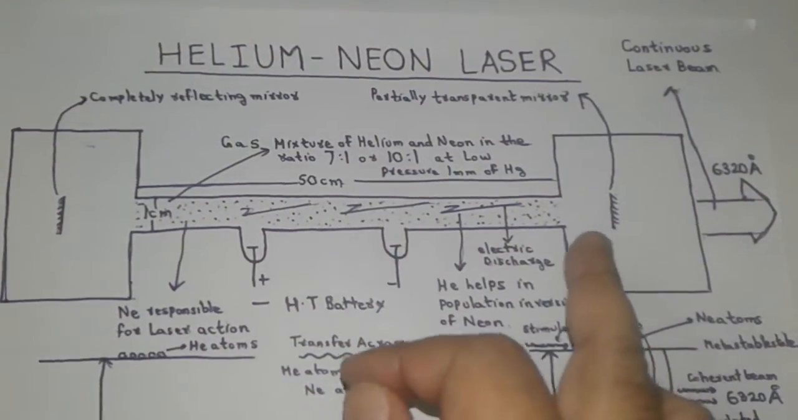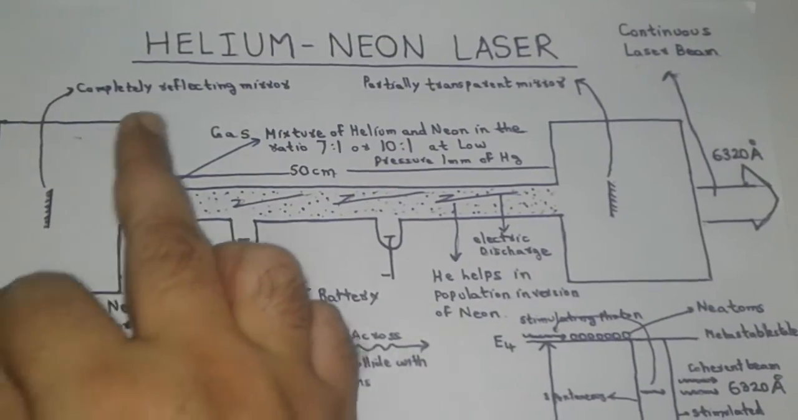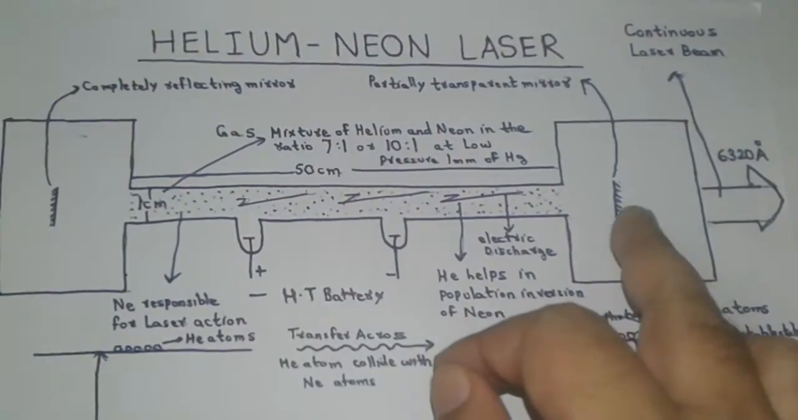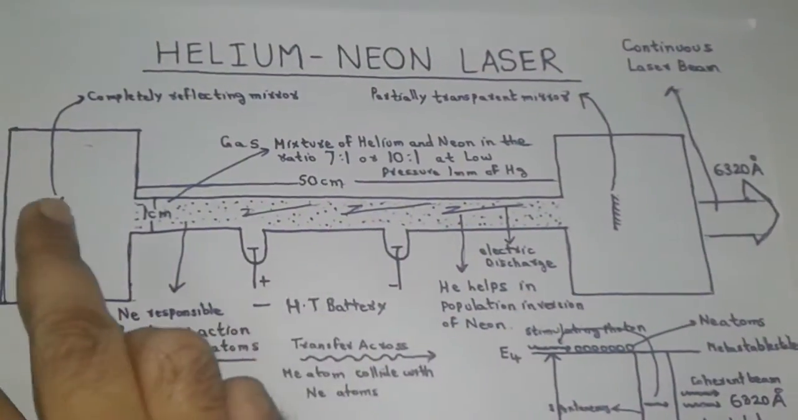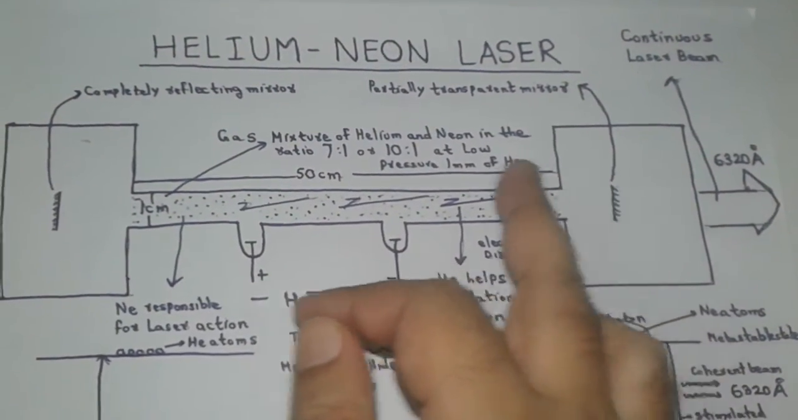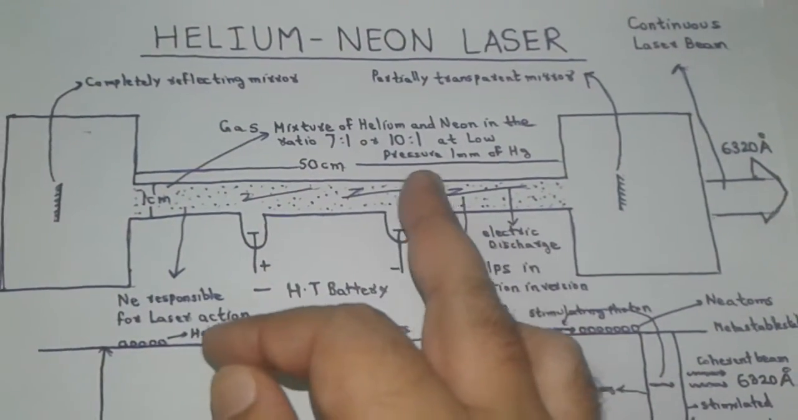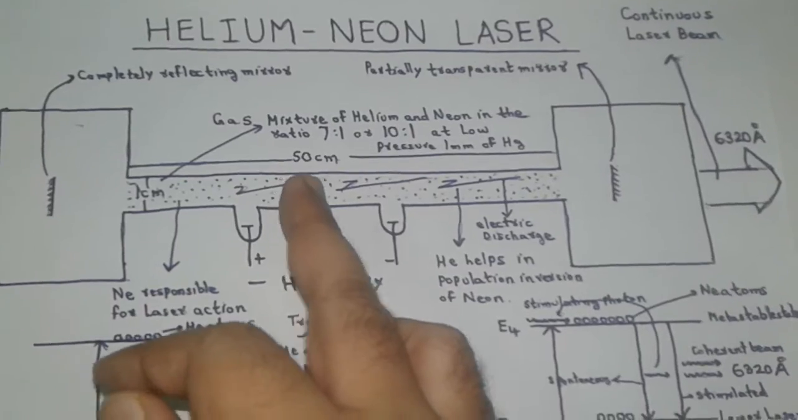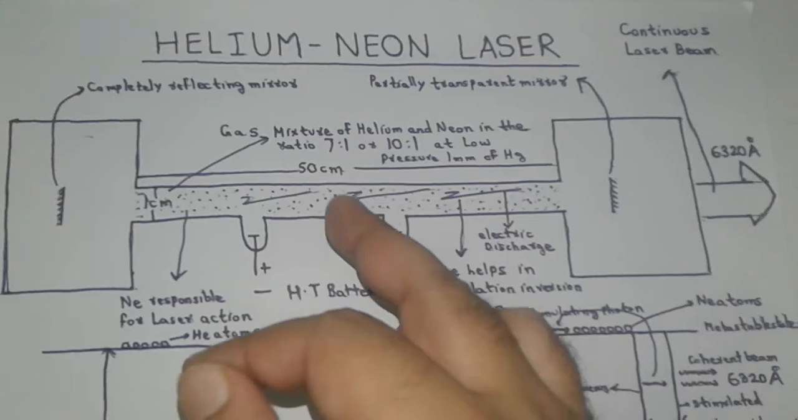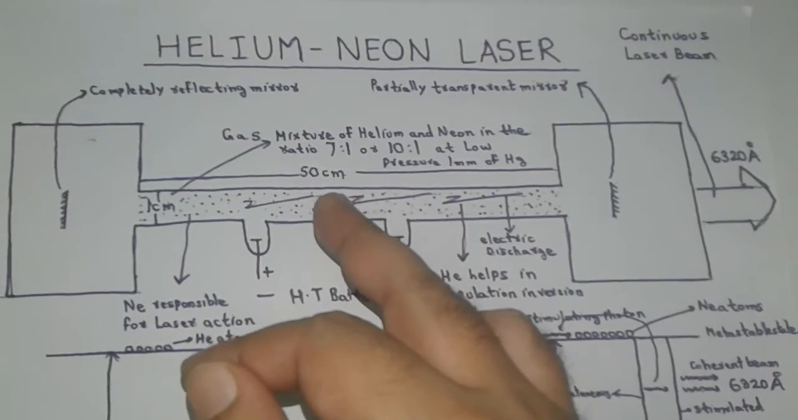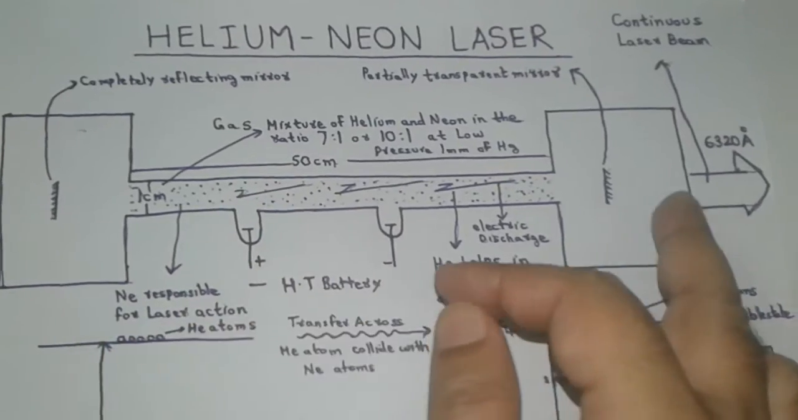The tube has two parallel plane mirrors at the ends. One of the mirrors is a completely reflecting mirror and the other mirror is a partially transparent mirror. The separation between the two mirrors is always equal to an integral multiple of half wavelength of the laser beam produced. This setup helps an active medium to behave as a positive feedback oscillator for the amplification of the laser beam.